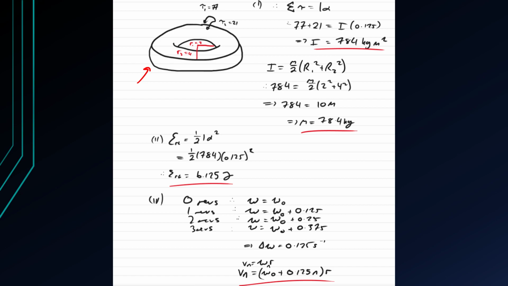Next, you have to find the rotational kinetic energy, so that's a half I alpha squared, which is 6.125 joules.